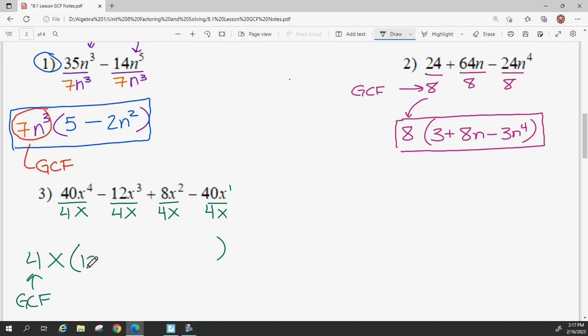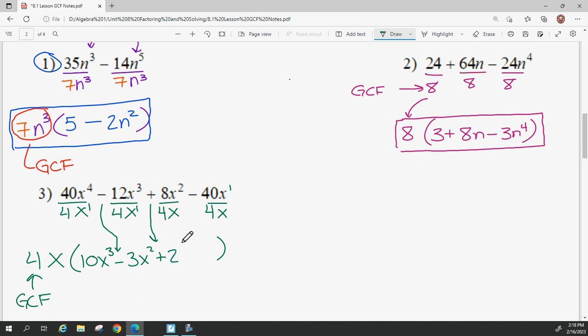40 divided by 4 is 10. X to the 4th divided by x to the 1st, I do 4 minus 1, which gives me x to the 3rd. 12 divided by 4 is 3. 3 minus 1 is x squared. And I'm bringing all my signs down. That's how I'm getting my signs here.